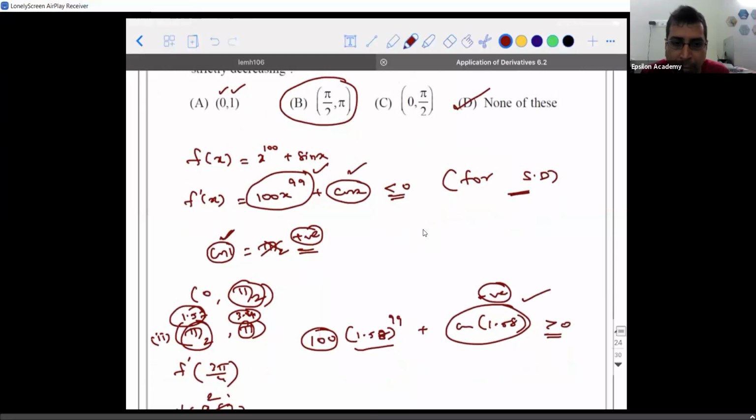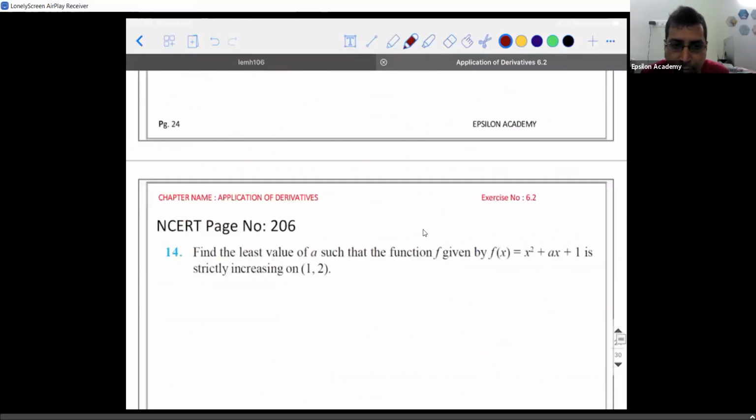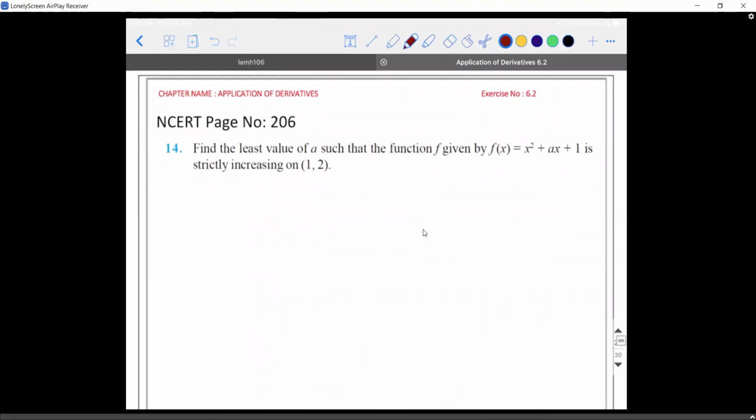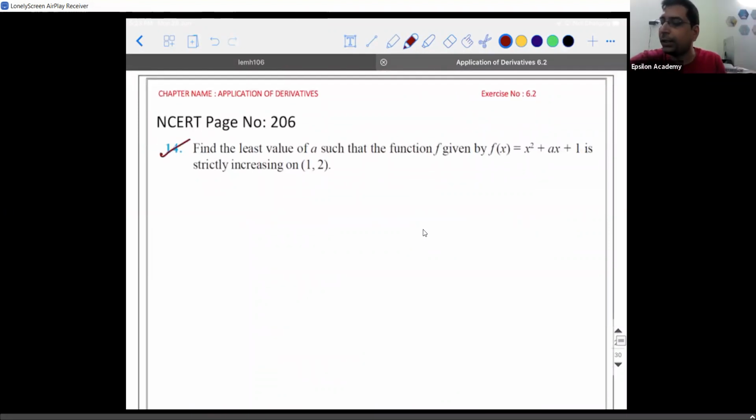Okay. Shall I move on to the next one? Find the least value of a such that the function x square plus ax plus 1 is strictly increasing on 1 to 2. You guys try and tell me. Find the least value of a for which this function is strictly increasing on 1, 2.